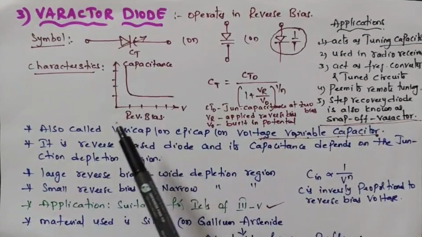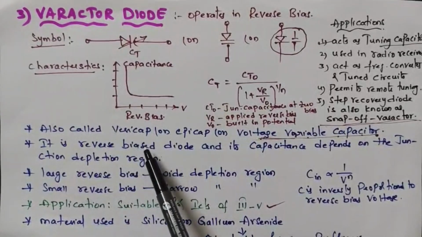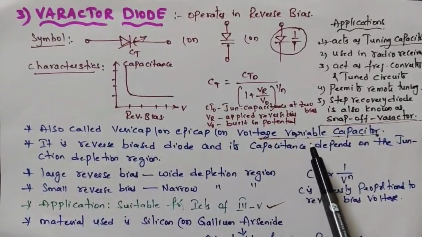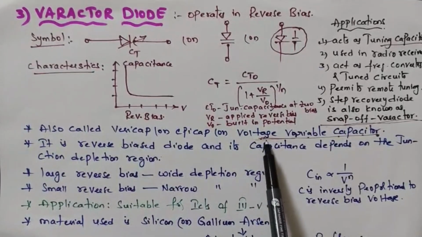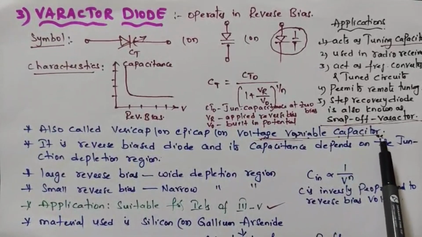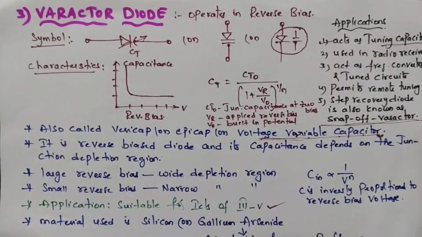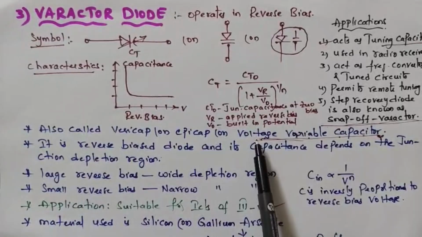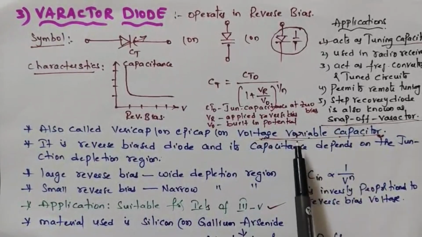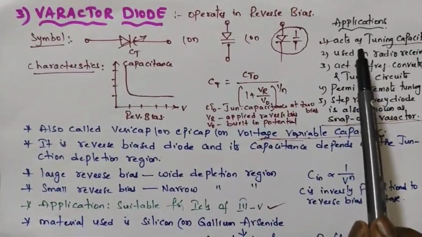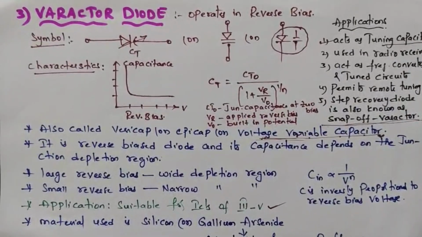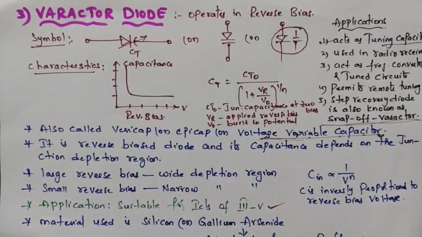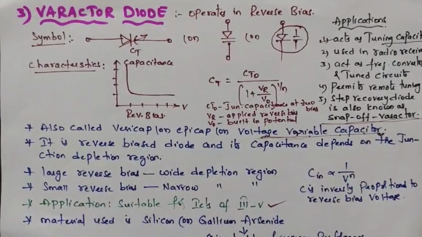And you can also call the Varactor diode a varicap, or epicap, or hot carrier diode, or voltage variable capacitor. Because of this voltage variable capacitor, you get the applications. The first one is that it can act as a tuning capacitor. You may ask the question, why is the Varactor diode called a voltage variable capacitor? It means it acts as a tuning capacitor. By tuning the capacitor, you can use it in FM generation or in radio receivers. Okay, so these are the applications.